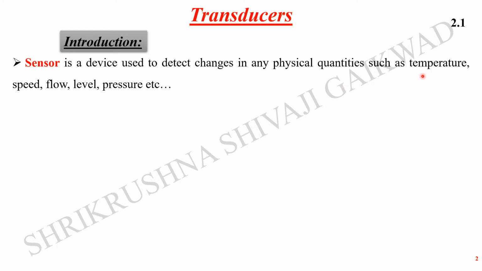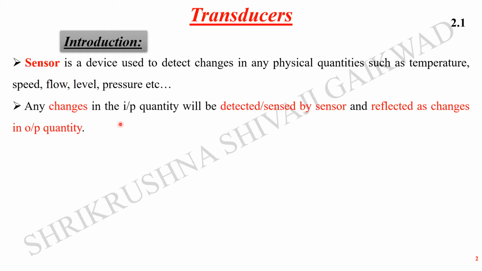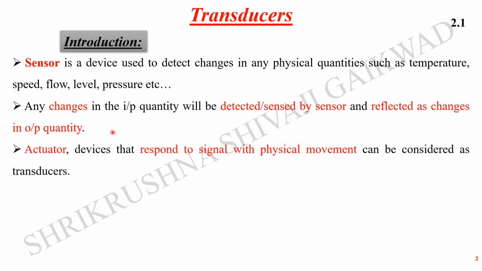And which are the physical quantities? The temperature, the speed of flow, the level, pressure, etc. So these kinds of physical changes are detected by the sensors, and these changes in the input quantity will be detected by the sensors and reflected as changes in the output quantity. So the output of the sensors will be some other form of energy. The inputs are quantities such as speed, flow, the level or height, the pressure, temperature.